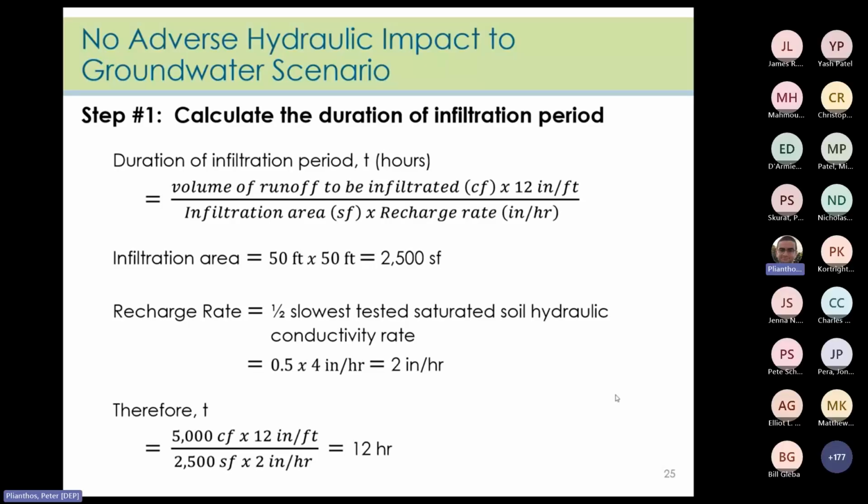So let's start with some basic calculations. Typically, the soil testing provides results in inches per hour, so the value for T would also use hours as the unit of measure. For the duration of infiltration period, we divide the volume of runoff to be infiltrated by the product of the infiltration area and the recharge rate. Also, remember that the recharge rate is 1/2 of the slowest tested saturated soil hydraulic conductivity rate from soil testing. Therefore, the duration of infiltration period is calculated to be 12 hours.